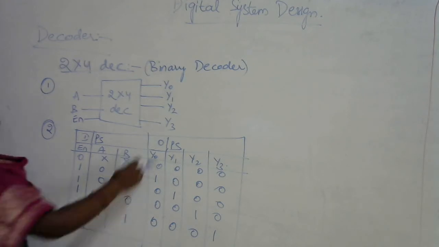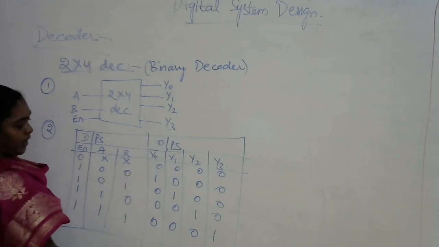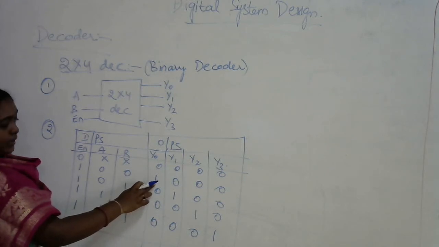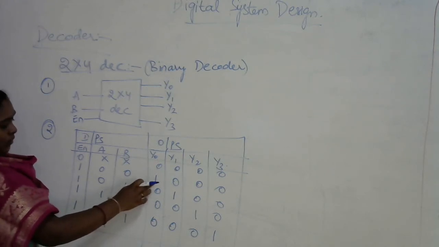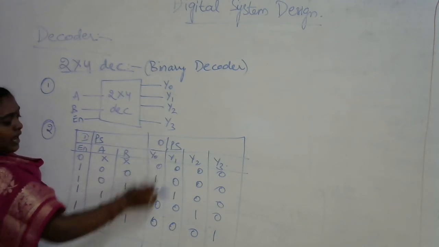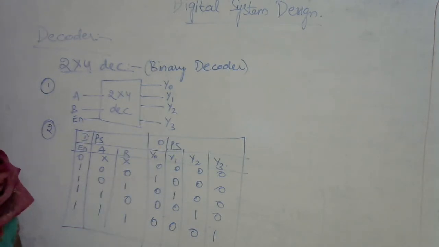Now, if you observe this output, under y0 we have only one corresponding 1 value. That corresponding value is equivalent to 0 0. As we have only one 1 at a time, there is no need to draw any K-map, because there is no need to simplify the K-map as it consists of a single 1. So instead of drawing a K-map, I am directly going for the next step, which is nothing but a logic diagram.